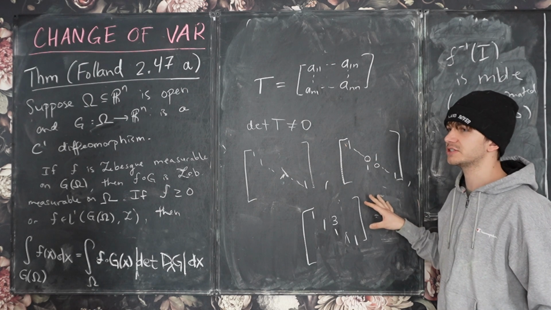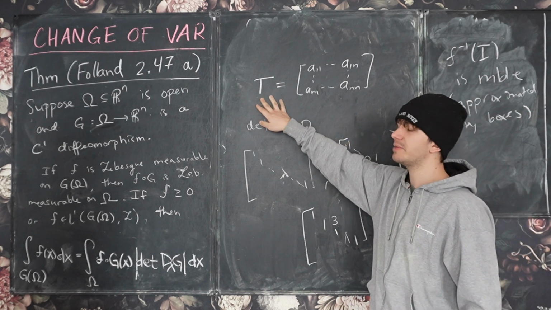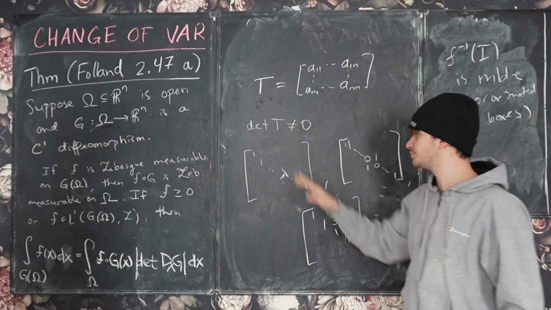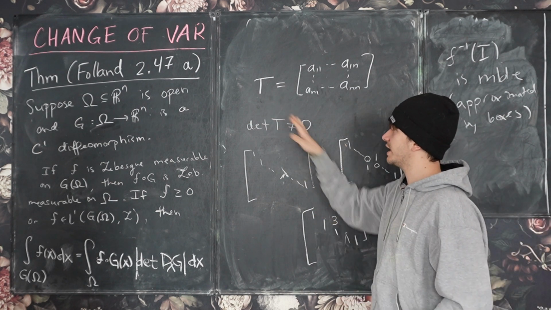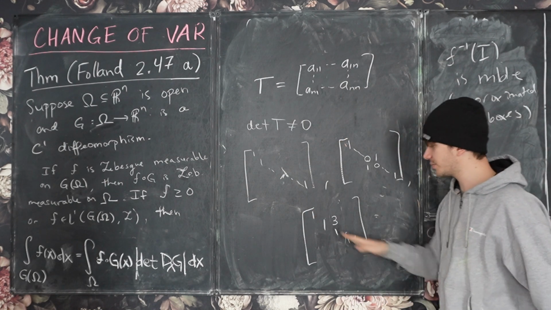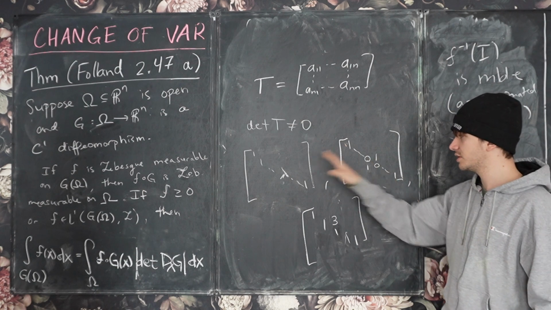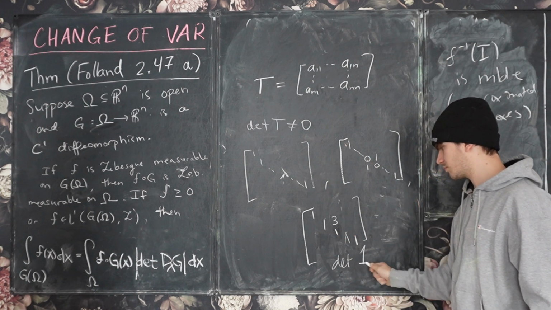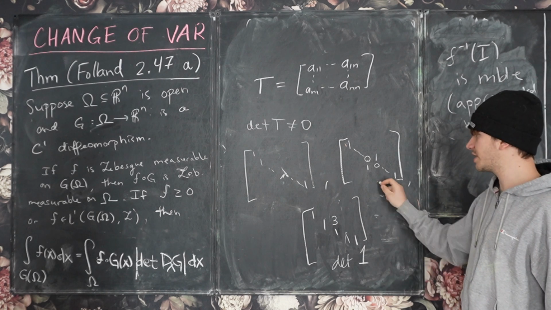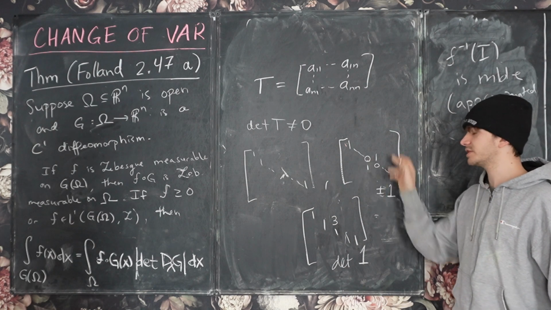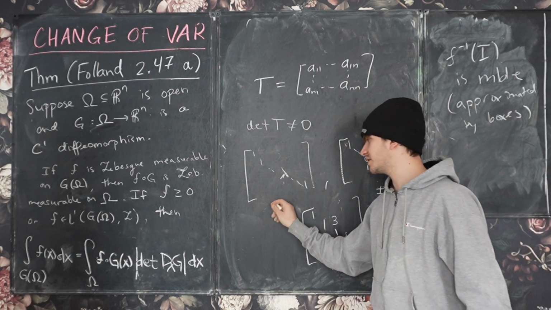With these three elementary transformations, you can decompose T into a product of these types of matrices. Now, the volume of the parallelepiped spanned by T is actually the value of its determinant. The reason is that if you look at the determinants of these three matrices, this determinant is 1. This determinant is plus or minus 1. And this determinant is lambda.